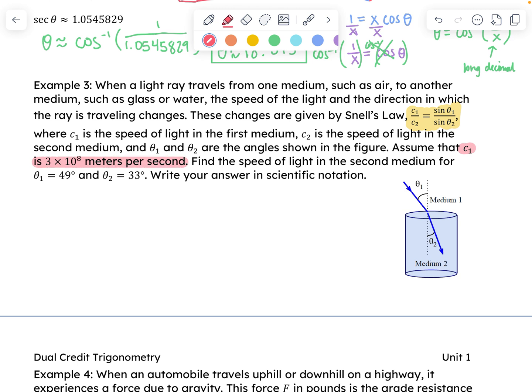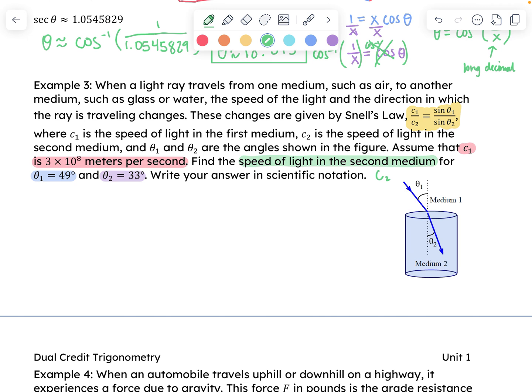Find the speed of light in the second medium, and then it tells us theta 1 is 49 degrees and theta 2 is 33 degrees. So what we're trying to find here is the speed of light in the second medium, which would be our C2 value. So I'm just going to plug in everything that I know and then try to solve for the part that I'm missing.